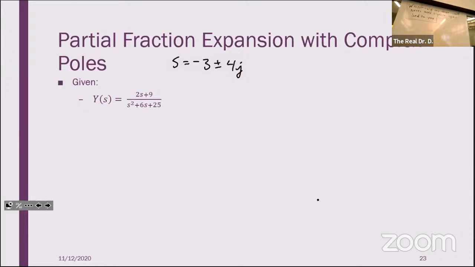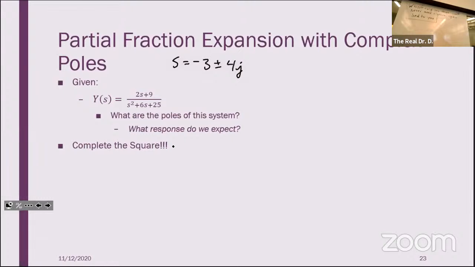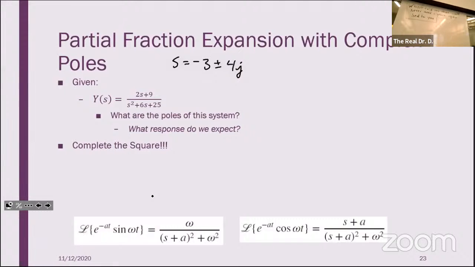Well, if we look at the Laplace transform table, we know that sine and cosine have a very specific look to them. So we talked about the poles, and what kind of response we expect. So we're going to complete the square, because we need it to look like it looks in the Laplace transform table, which is like this.